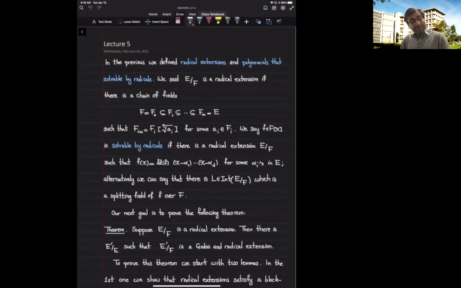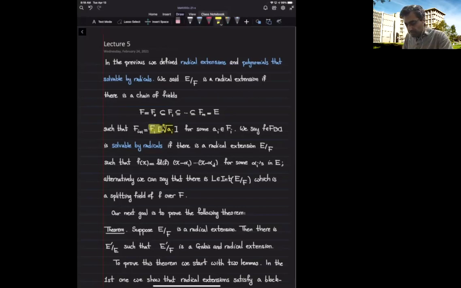Hello. In the previous lecture, we defined radical extensions and polynomials that are solvable by radicals. Now, let's quickly recall the definition of both of these concepts. We say E over F is a radical extension if there is a chain of fields starting from the base to the top with the following properties: that each time we are adding some nth root of one of the elements of the field to this field to get to the next step.